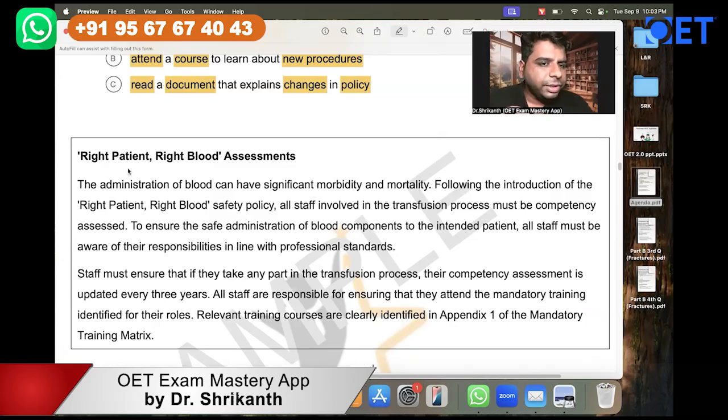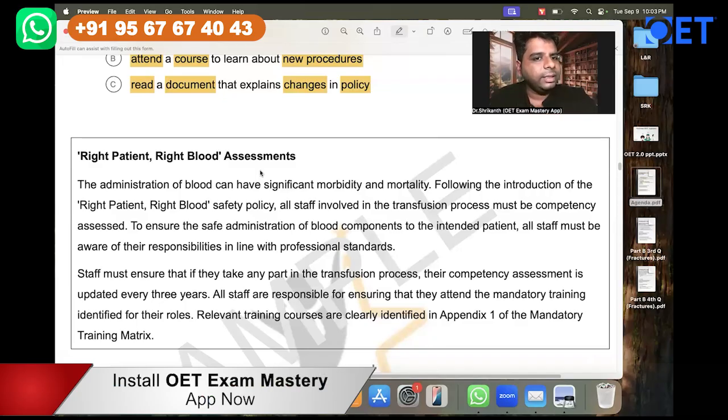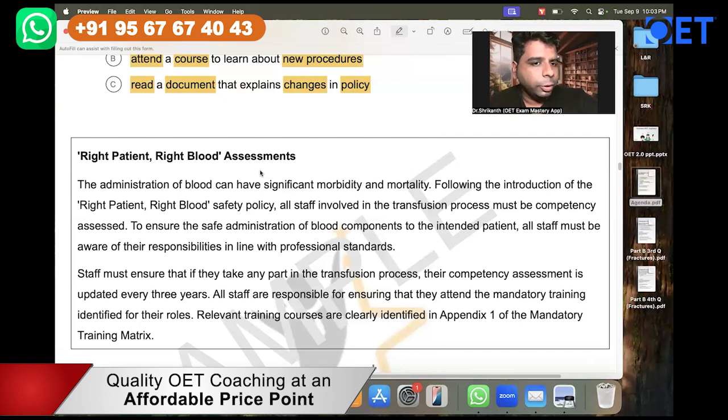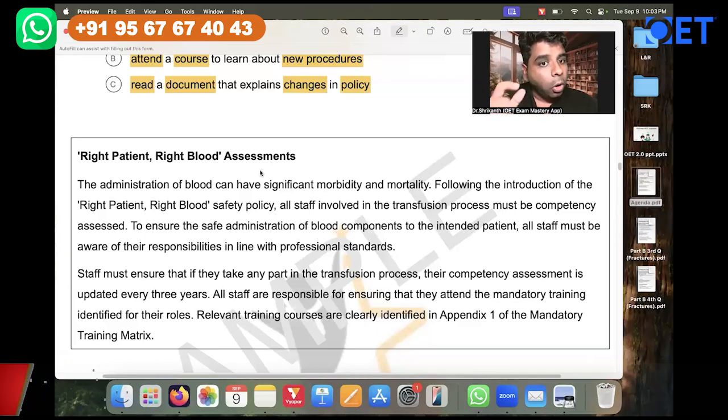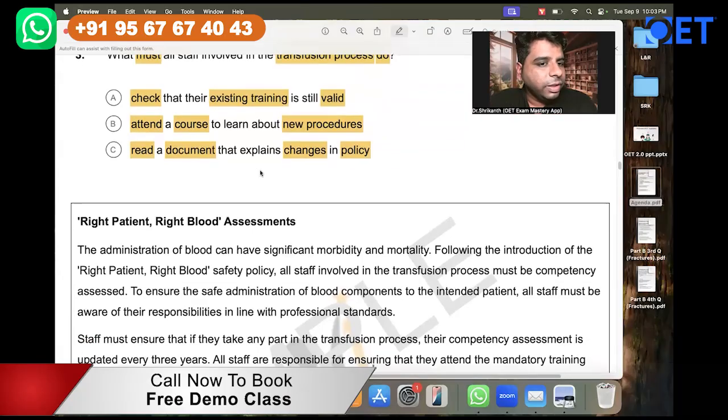Right patient, right blood assessment. Here you can scan and skim. Scanning, as I told you, is going through each and every word. Skimming basically means skipping the inessential information. If you have a thorough memory of the question, you can scan and skim the content over here. But you should know which information is important and which is not. Only if you have that clarity can you scan and skim. If you don't have clarity regarding which information is important, then you cannot. That is why comprehension of the question is very important.